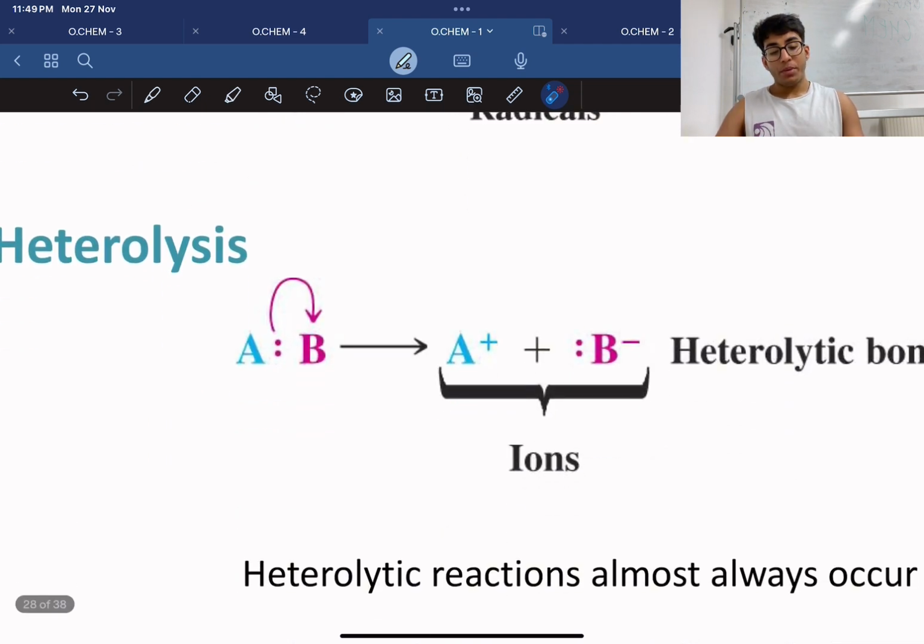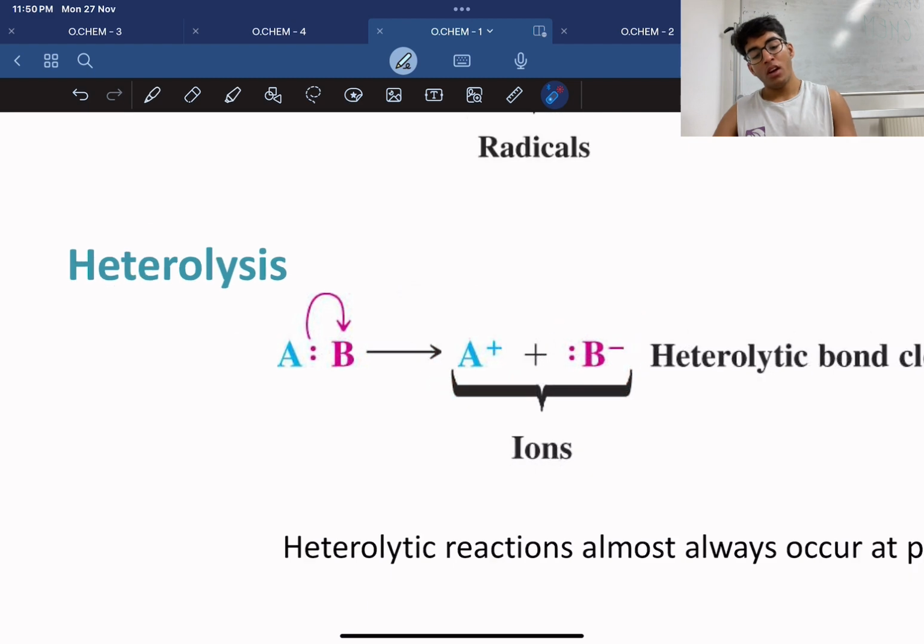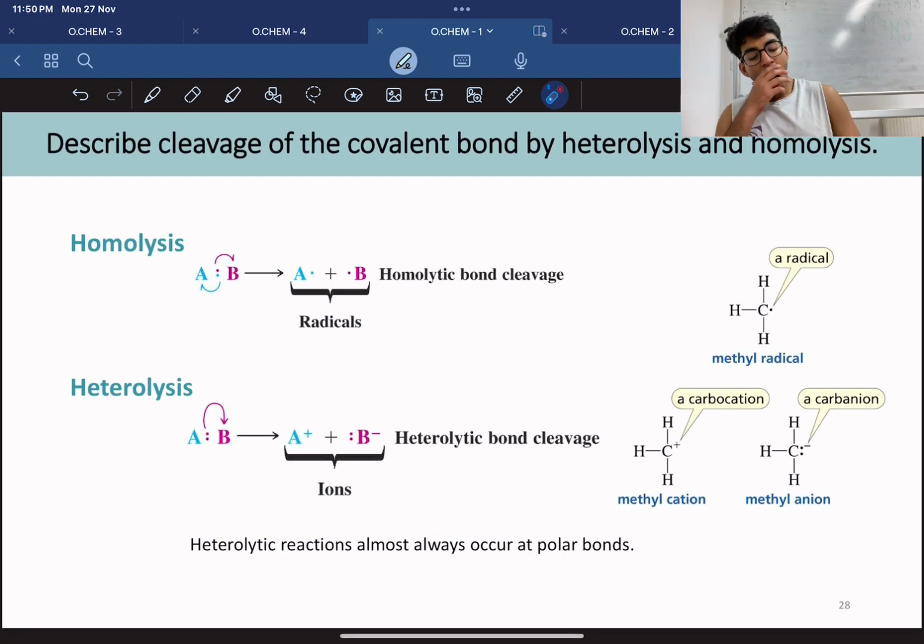In heterolysis, one of the atoms, like I said, will have a higher electronegativity. So while splitting, this one will take more electrons. By doing that, it becomes an ion. Like I said, this is a negative ion, and this is a positive ion. I hope you understand that.